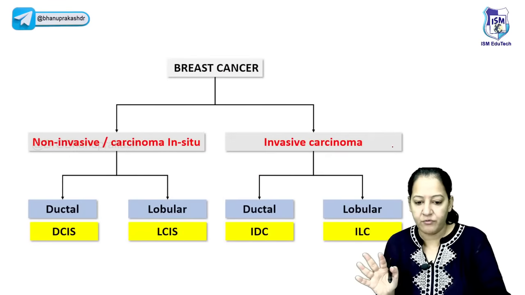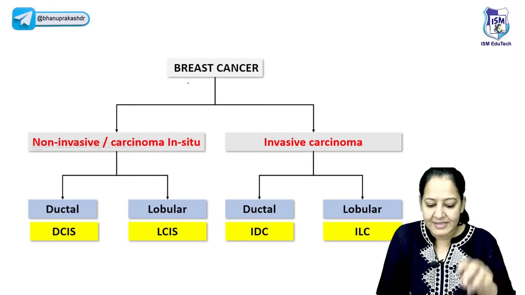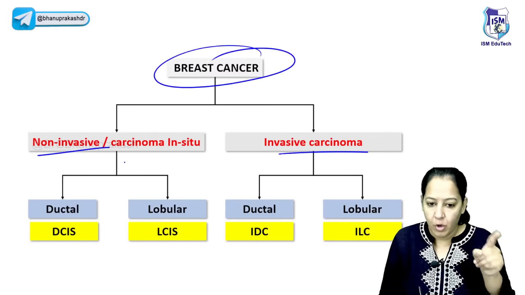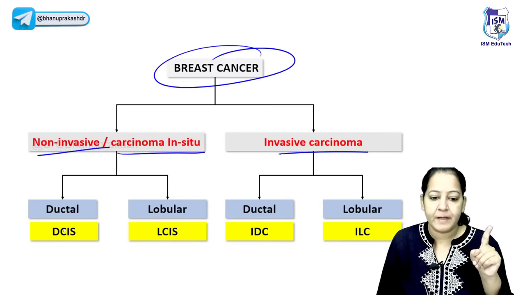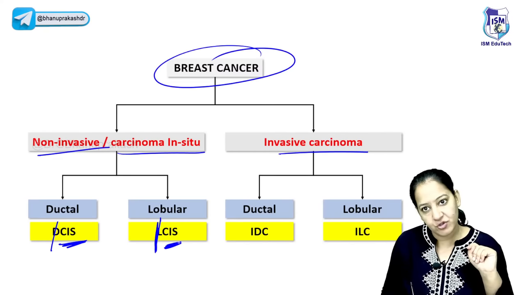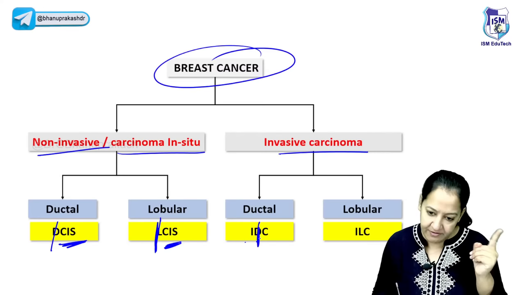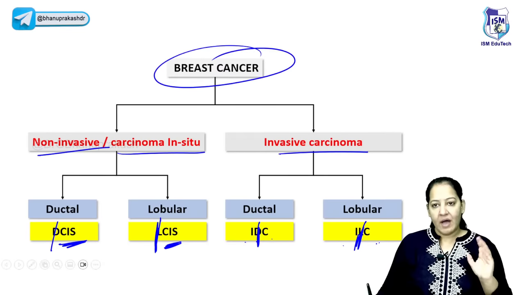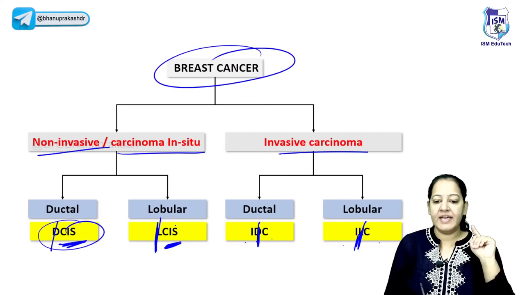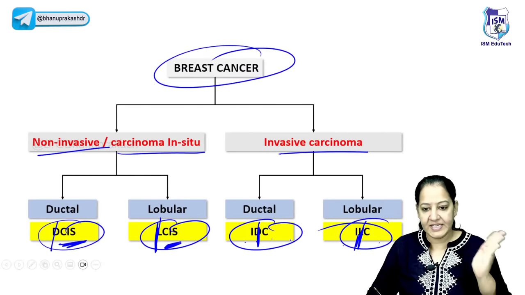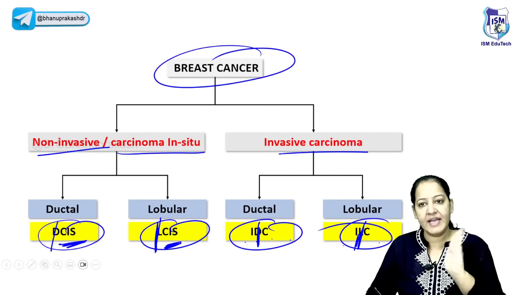So this is what is written in front of you. The breast cancer is of two types. Invasive, non-invasive. Non-invasive is known as carcinoma in situ. This is ductal carcinoma in situ, lobular carcinoma in situ. Here, invasive ductal carcinoma, invasive lobular carcinoma. How many of you got it? So I will use the terminologies DCIS, LCIS, IDC, ILC.